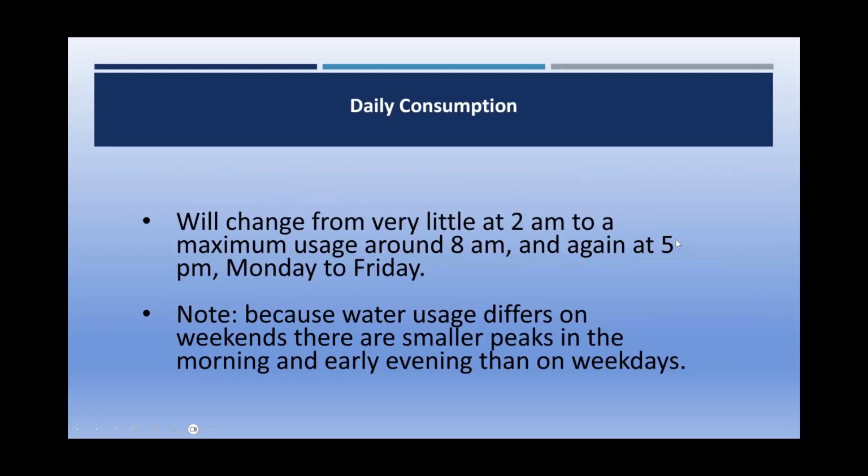So daily consumption changes during the day, of course. There's very little consumption at 2 a.m. in the morning, but that increases to a maximum around 8 a.m. when people are getting up, going to work, and then again at 5 p.m. Of course, Monday to Friday. On the weekends, this changes, although there's still peaks. And if you're looking to determine how much leakage you have in your system, if you can get up at 2 a.m. and go to your plant and see how much water you're actually using at that time, that'll give you a pretty good indication of how tight your distribution system is.